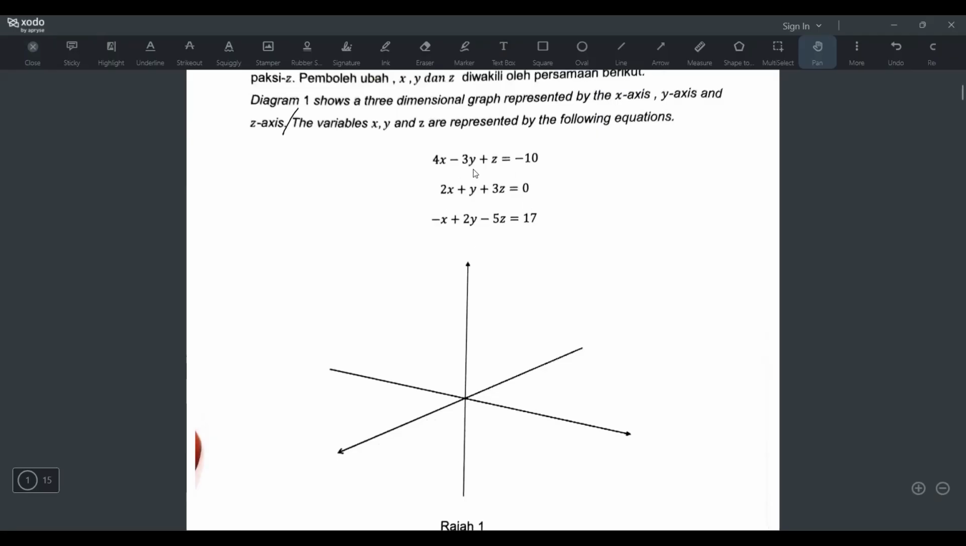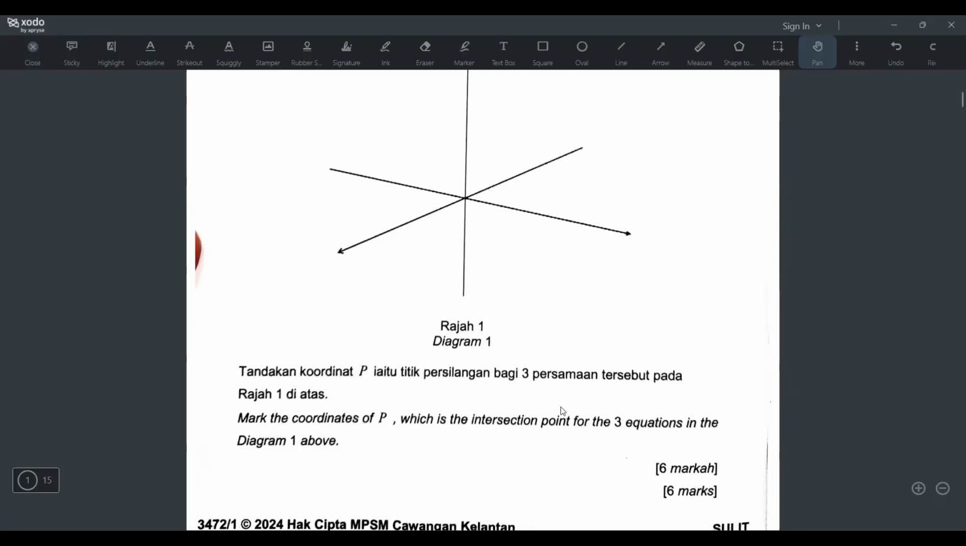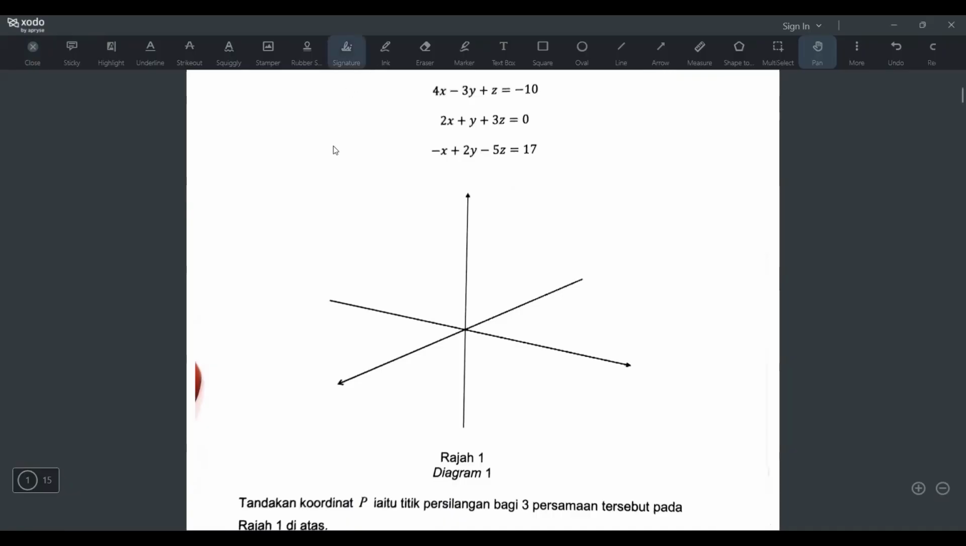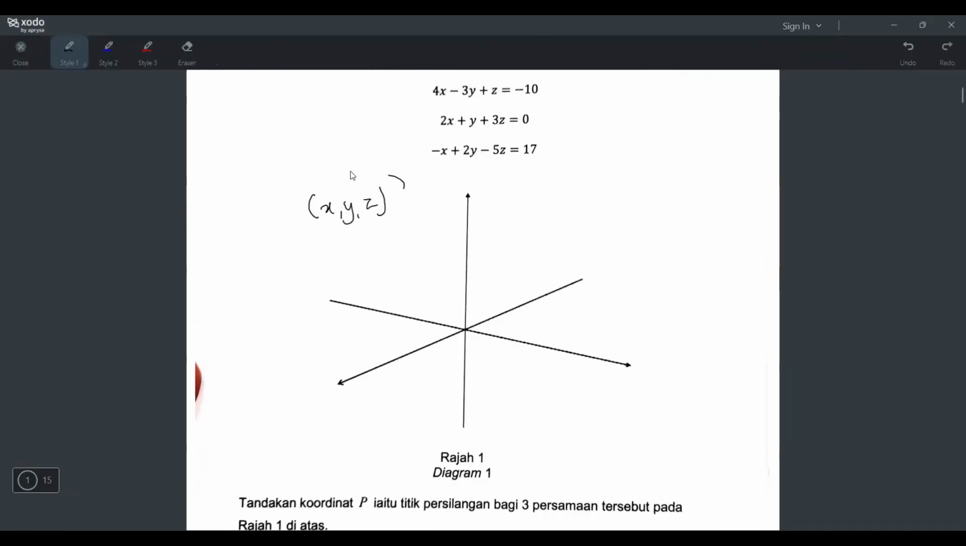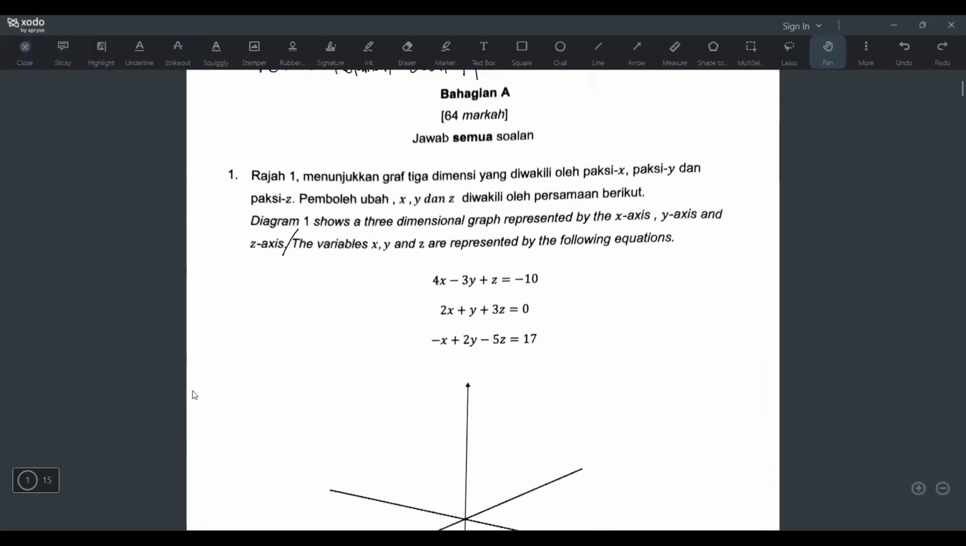So later, after I get my x, y, z, I will teach you how to plot using a 3D coordinate system. Now let's find our x, y, z first. It means we find our intersection point first, which will have an x coordinate, y coordinate and z coordinate. Later we will learn how to plot the 3D coordinate, but now let's find my x, y, z values first.